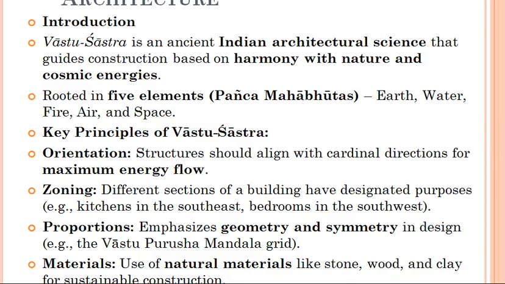What are the key principles of Vastu Shastra? Orientation means the structure should align with the cardinal directions for maximum energy flow. Zoning must be done, meaning different sections of a building have designated purposes, for example, kitchen in the southeast, bedroom in the southwest. Proportions, geometry and symmetry in design, like the Vastu Purusha Mandala grid, and materials, using natural materials like stone, wood and clay for sustainable construction.